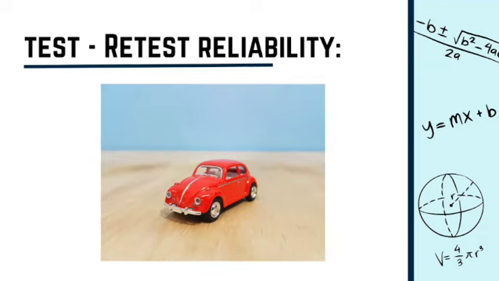In the world of testing, retest reliability means doing the same test on the same people at different times and seeing if the results you get are consistent. For instance, if you give a group of students a math test today and then give them the same test a week later, and their scores are very similar, then you would know that that test has good retest reliability. Just like our friend, the toy car, moving the same distance each time, a test with good retest reliability will consistently provide similar results when it is given to the same group of people on different occasions.